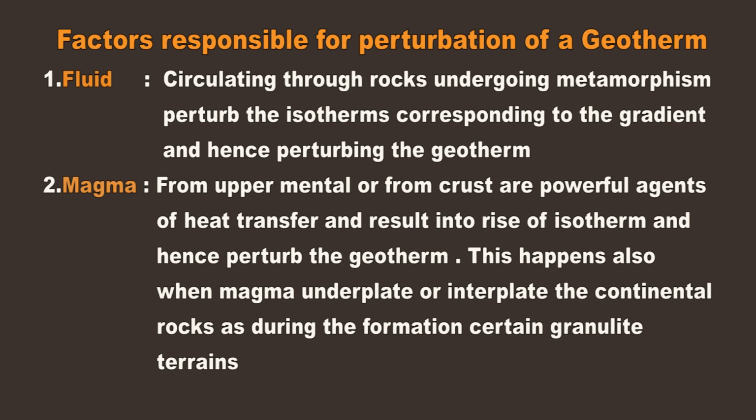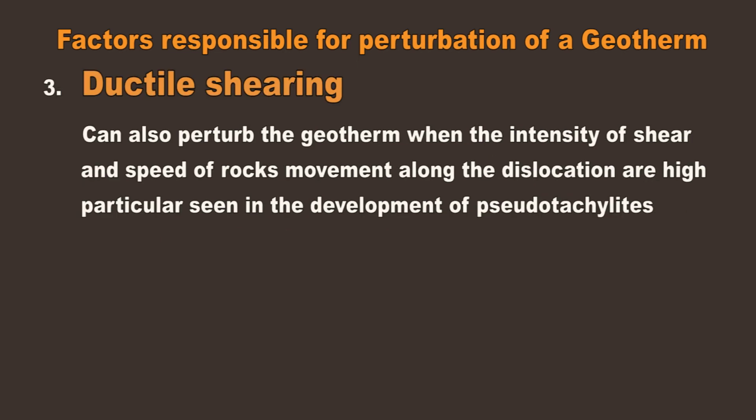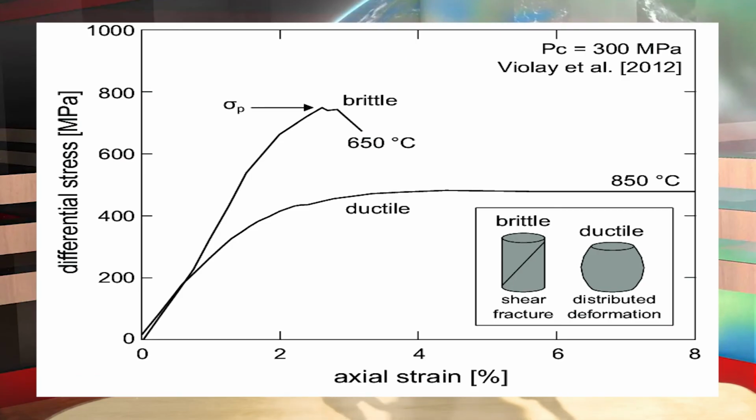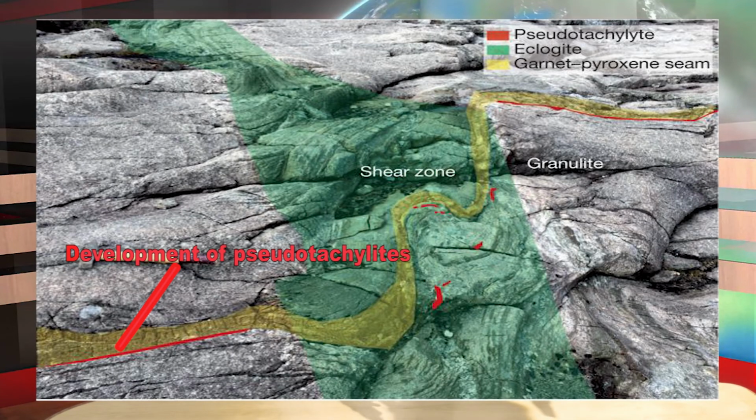This also happens when magma underplates or interplates the continental rock, as during the formation of certain granulite-like terrains. Third, ductile shearing can also perturb the geotherm when the intensity of shearing and the speed of rock movement along the dislocation are high, particularly seen in the development of pseudotachylytes.